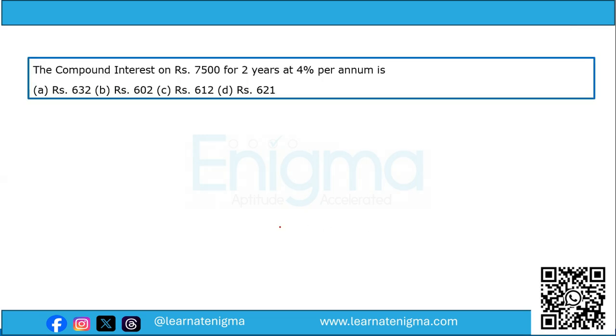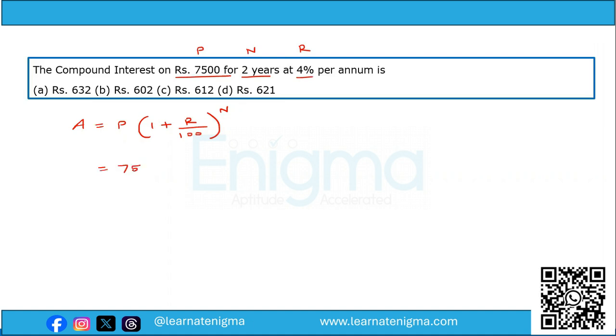The compound interest on rupees 7,500 for 2 years at 4% per annum is... Now, the formula for compound interest is A is equal to P into (1 plus R by 100) raised to N. Now here 7,500 will be P, that is principal, N will be 2 and R will be 4. So let's substitute the values.